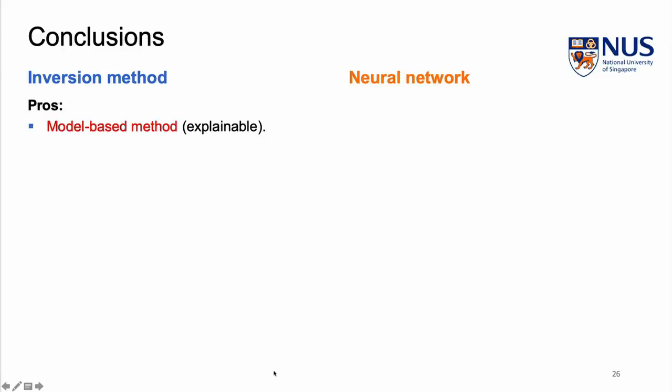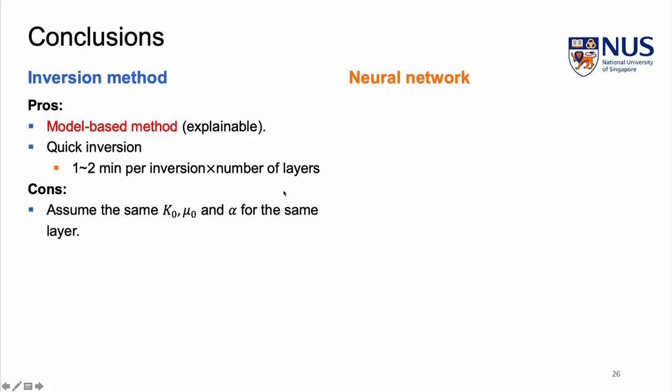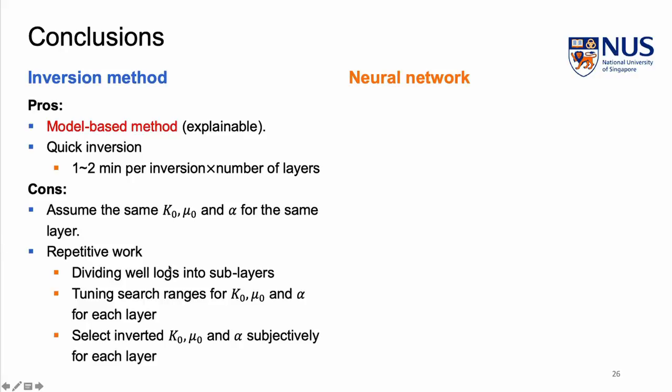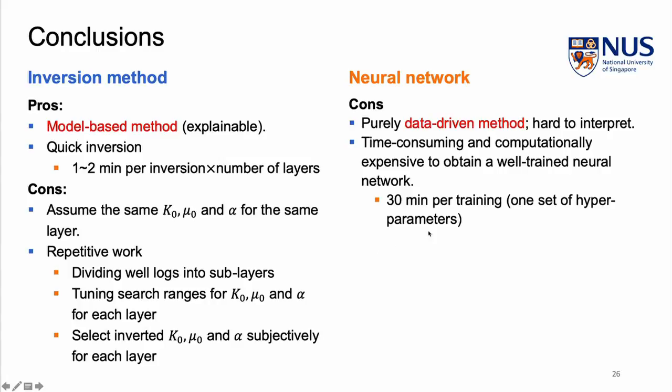So some of the things that we're thinking about: what are the pros and cons of the different methods? This is a model-based method, right? The inversion is, you know what you're inverting for, what your model is. Inversion is fairly quick, but you have to assume K0, mu0 and alpha for the same layer, and it's repetitive. Well log sublayers, tuning, search for parameters, and this is fairly subjective. And the selected inverted K0 is subjective for each layer, right? For the neural net, it's a pure data-driven method. It's hard to interpret, although this is also model based, because we train the network based on the Hudson-Cheng model, right? It's a bit time consuming in training the network, right?